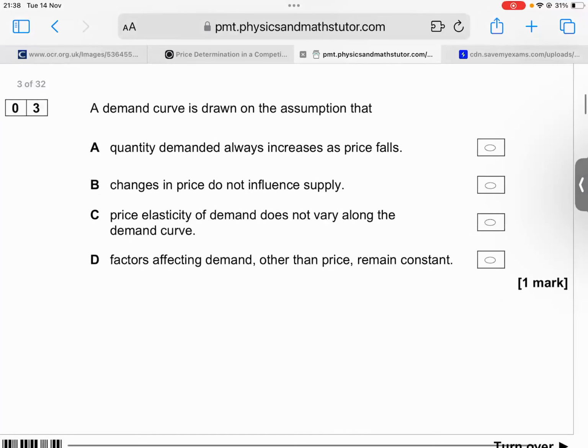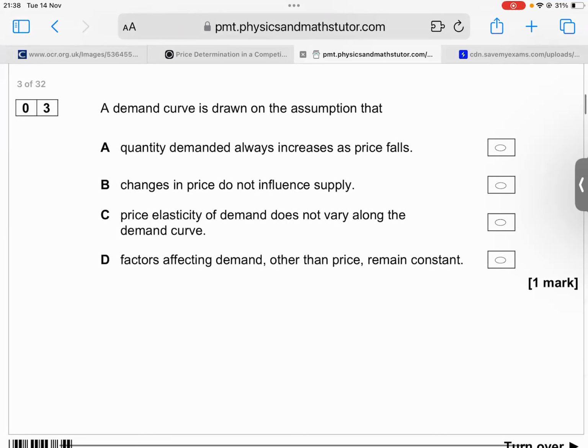A demand curve is drawn on the assumption that... So what's true about every single demand curve? What do we know about every single demand curve? Is it upward sloping or downward sloping? The market, is it downward sloping? Yeah, so A is the correct answer. Okay.